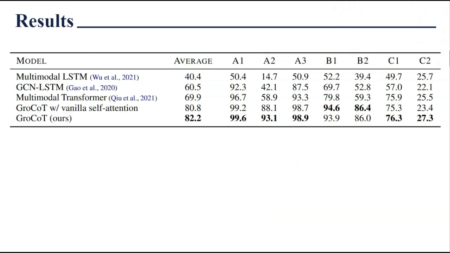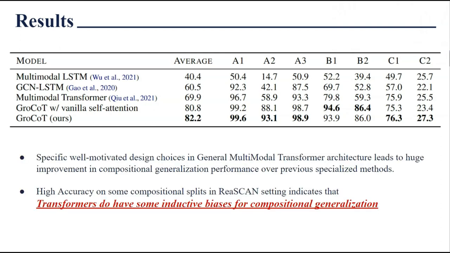Here we show the results for our model on the ReaSCAN benchmark. Our method outperforms previous models by a significant margin, even when some of these previous models had very specialized architectures specific to the ReaSCAN task. These results indicate that with some specific design choices, a general multi-modal transformer architecture can very well generalize to different compositional splits in such tasks.